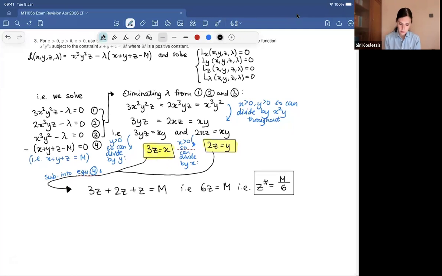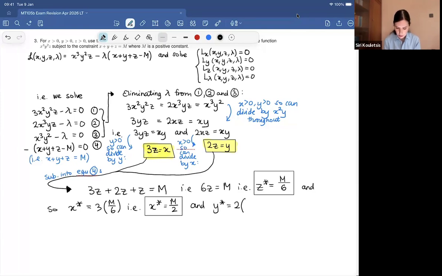So with that, we can now use the expressions we derived above to find x star and y star. Y star is 2 times z star.